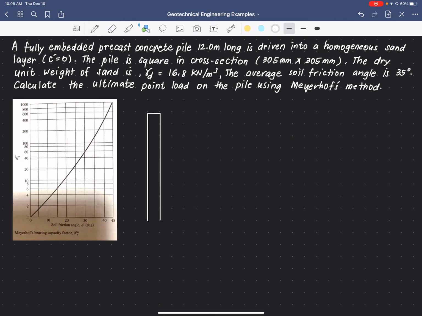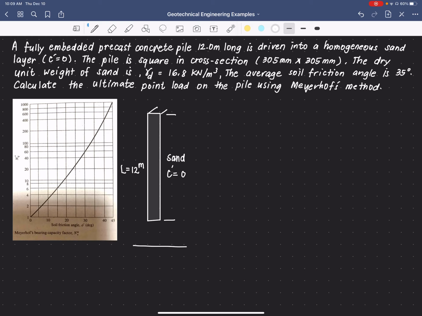Say this is our pile. It has a length of 12 meters, which is driven into a homogeneous sand. So the soil throughout is sand, which means that our cohesion or drained cohesion is 0.